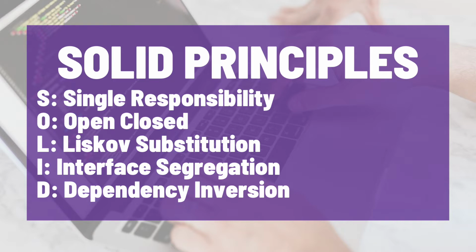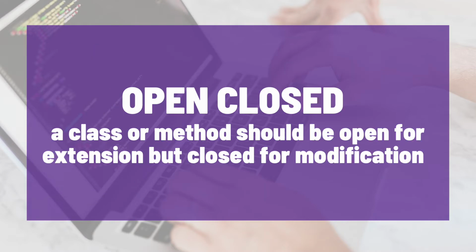I'm not going to do them in order purely just because I've got examples that work better out of order. The examples are all going to be available in C#, but they're applicable to other object-oriented programming languages as well. So I'm going to start off by explaining the open-closed principle. So basically a class or method should be open for extension but closed for modification. I'm going to talk you through an example and why it is a good principle to follow.